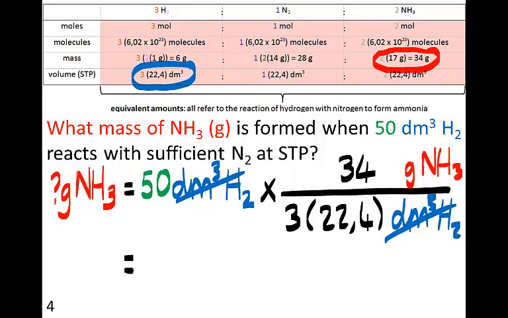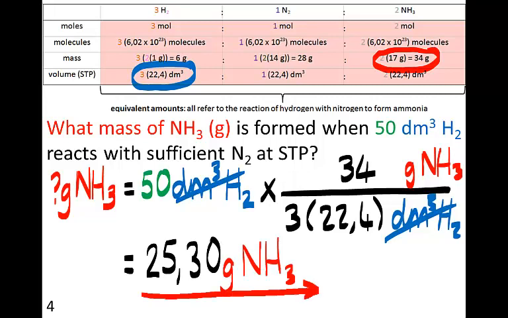Can you see that once we have this table correct, then answering these questions is very easy. So it's very important to understand how to get that table correct, those ratios. 50 times 34 divided by 3 divided by 22,4 is 25,30 grams of ammonia.